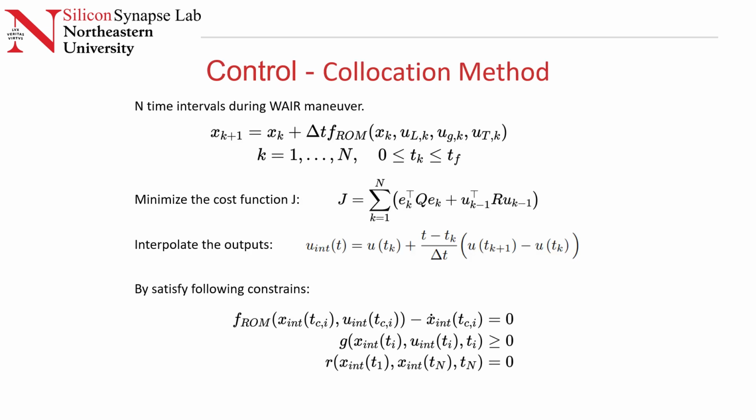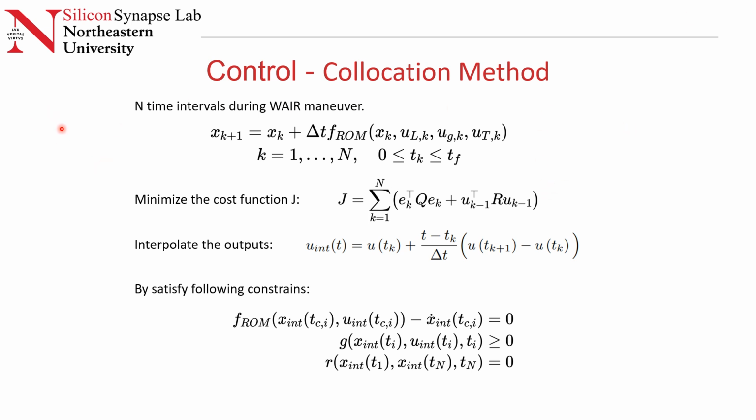This slide briefly shows the summary of the control design using the collocation method. So cubic collocation with Lobatto points is a specific type of collocation method used in this work to find the optimal control actions for the WAIR maneuver. The Lobatto points are set points on the interval 0 to 1 that are commonly used in numerical integration and collocation methods. Cubic collocation refers to using cubic polynomials to approximate the solution between these Lobatto points.